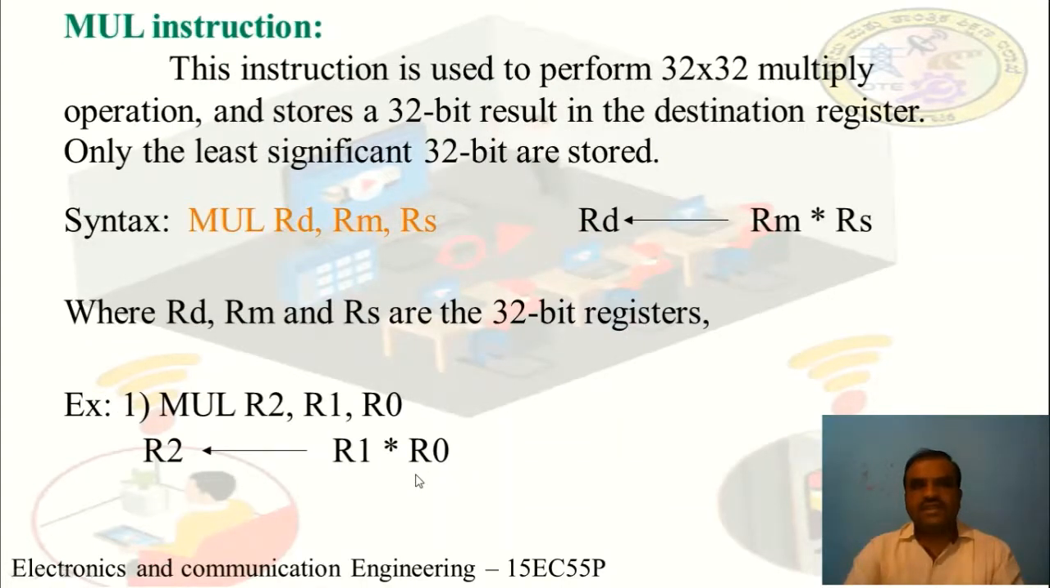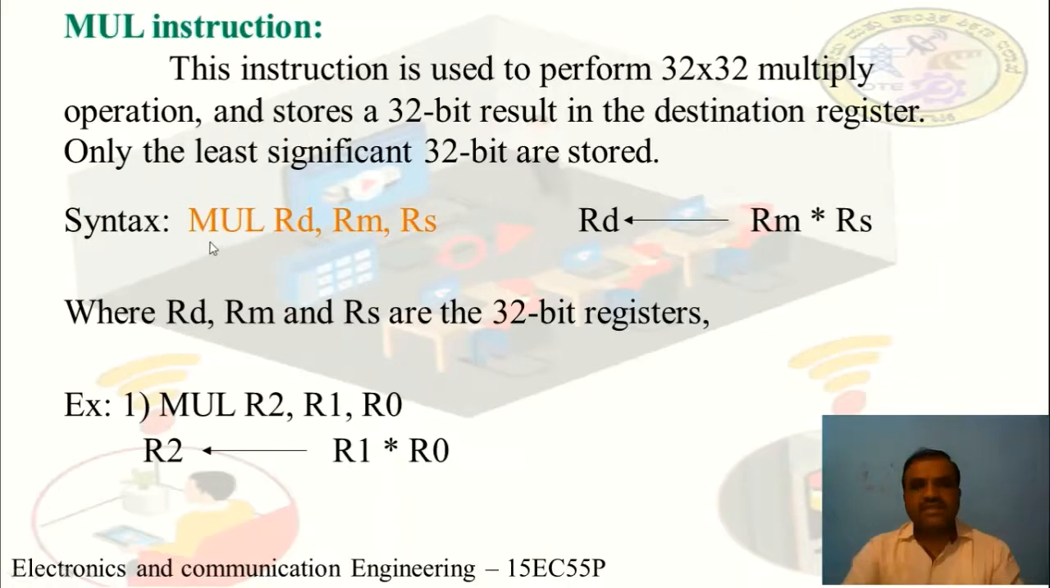Next instruction, mul instruction. This instruction is used to perform 32-bit into 32-bit multiply operation and stores only a 32-bit result in the destination register. Only the least significant 32 bits of the result are stored.